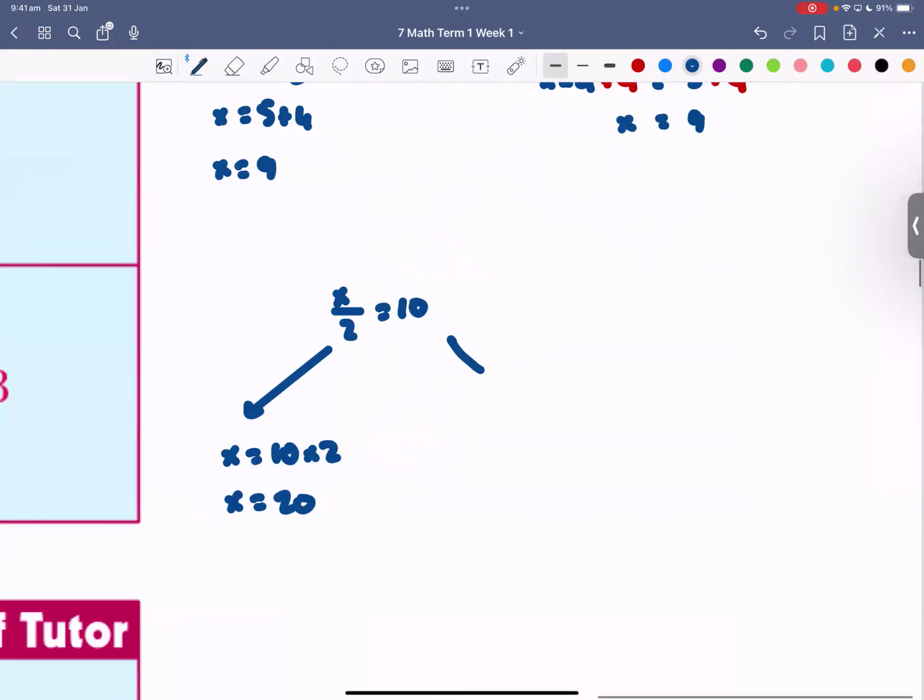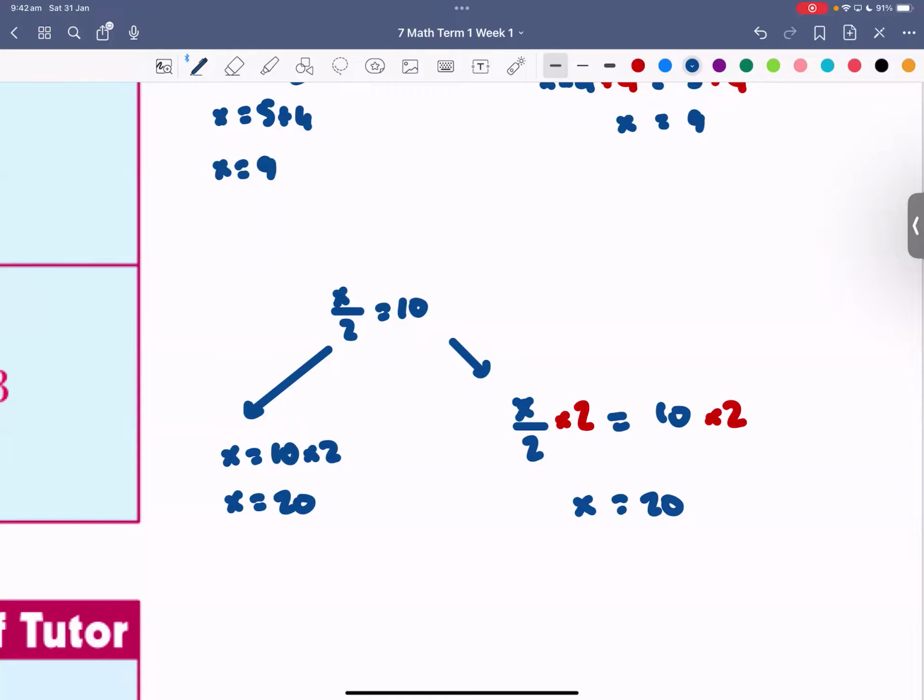What is it that you're actually doing, guys? You're timesing both sides by 2. If someone says x divided by 2 is 10, you're timesing this side by 2 and you're timesing this side by 2. That's actually what you are doing. And then divide by 2 times by 2 just disappears. So we're left with the x. And 10 times 2 is 20. Everyone now knows the actual thing that you're doing.